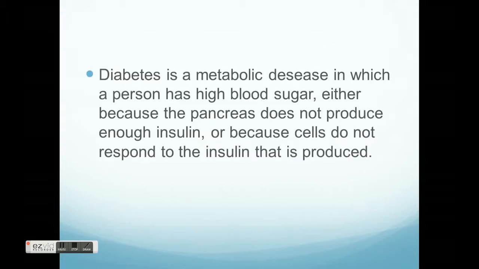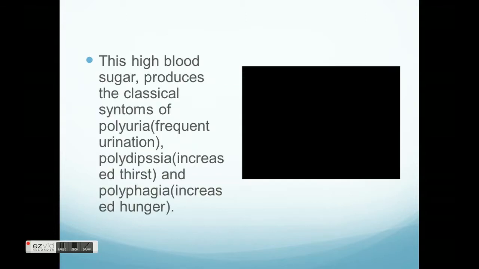Diabetes is a metabolic disease in which a person has high blood sugar, either because the pancreas doesn't produce enough insulin or because cells do not respond to the insulin that is produced. This high blood sugar produces the classical symptoms of polyuria, frequent urination, polydipsia, increased thirst, and polyphagia, increased hunger.